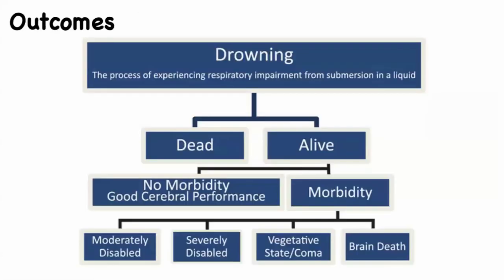When you're looking at the outcomes overall, what will happen? So we can have a patient that is alive or dead. If they're alive, do they have good cerebral performance and no long-term morbidity? So they might have had a bit of respiratory dysfunction, but long-term cerebral brain function is good and they've recovered from their drowning incident. Or they have morbidity that is related to the hypoxic brain injury.